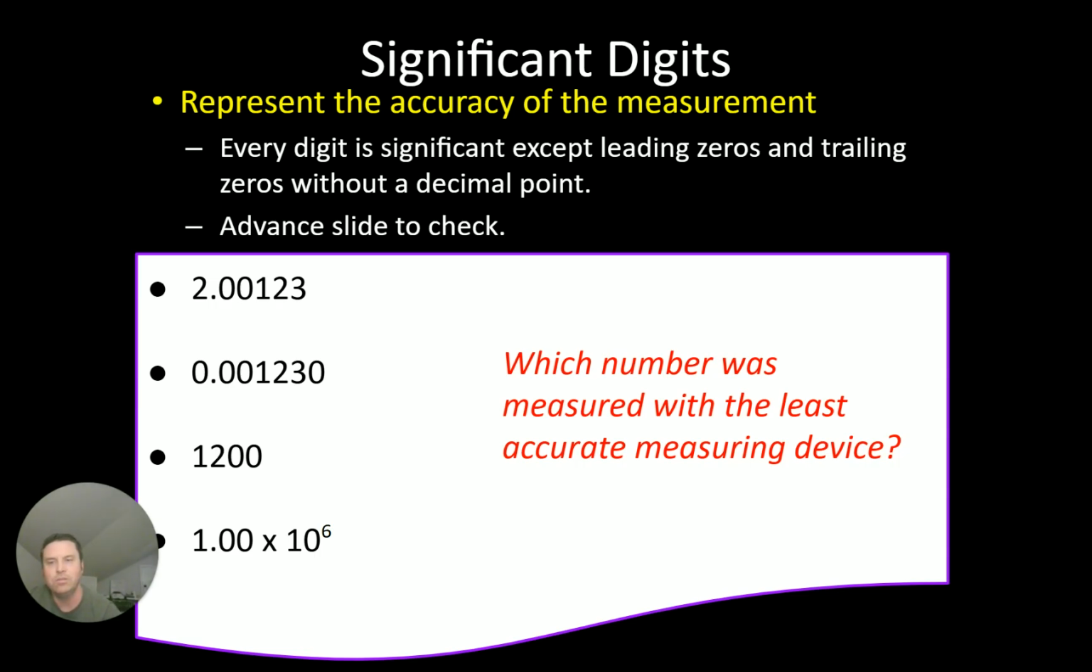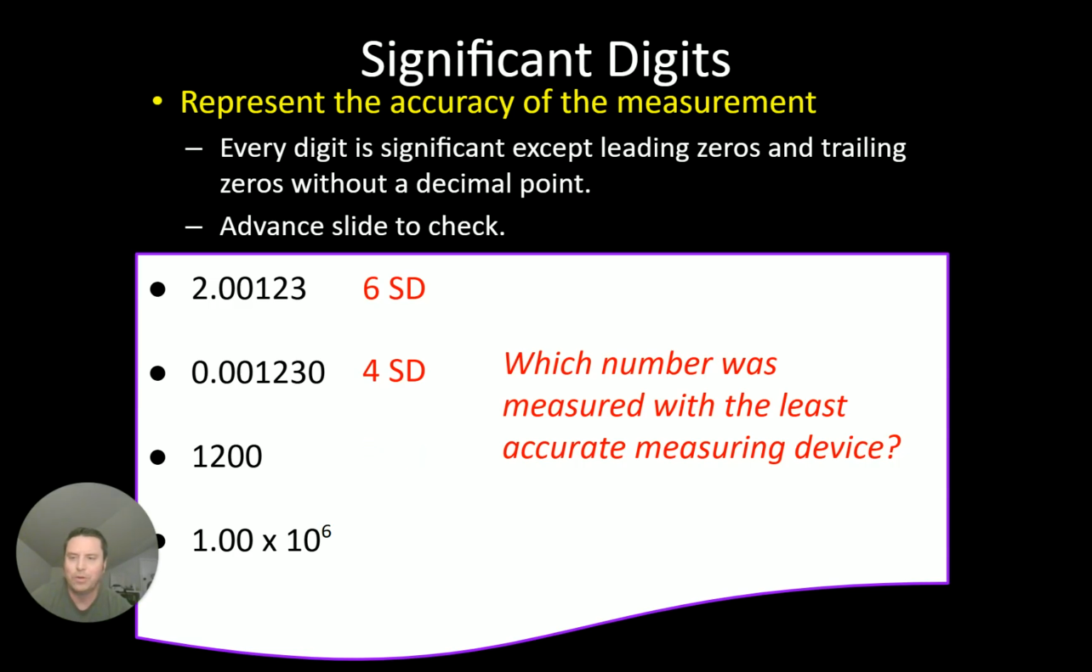2.00123 doesn't begin in zeros, doesn't end in zeros. So those zeros count. So that has six significant digits. 0.001230, that second one, those leading zeros don't count. You still need them for the number. That's a really small number. But they're not telling you how accurate the measuring device was. So this one, the one's good, the two's good, the three's good. That zero's good because it's a trailing zero and there's a decimal point back there, so that zero counts. So that has four significant digits.